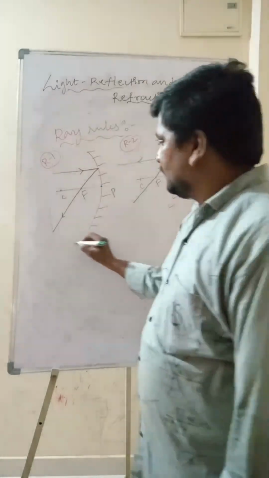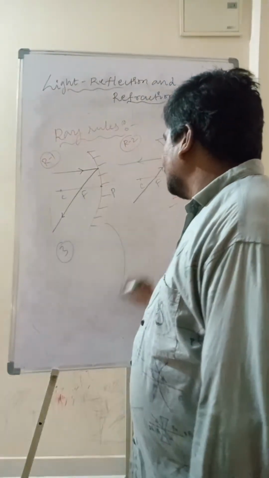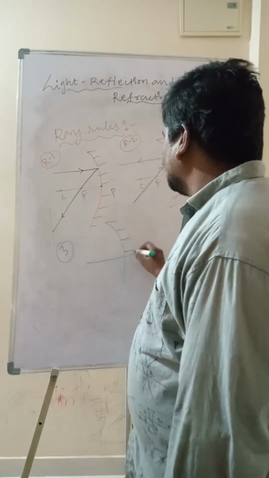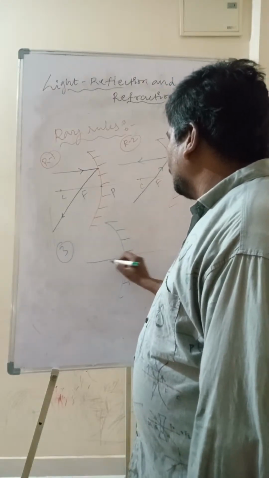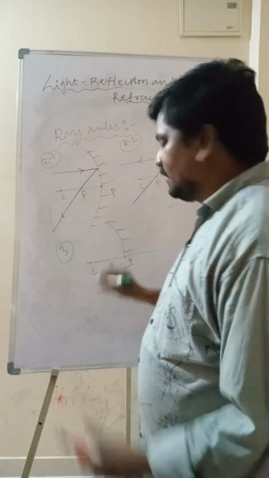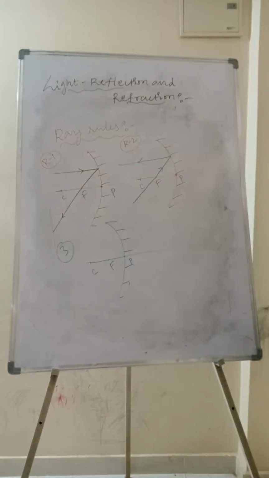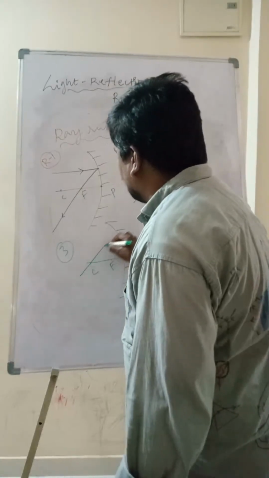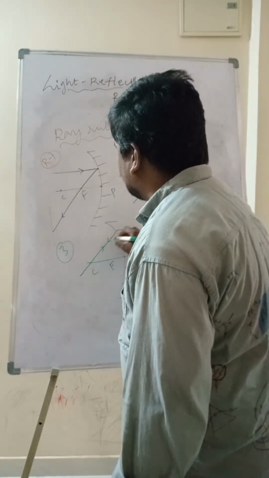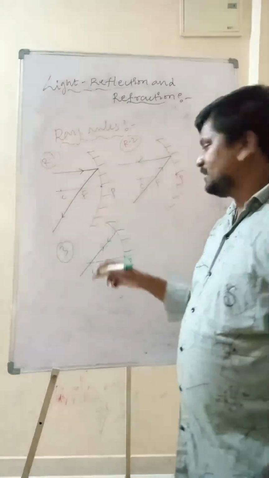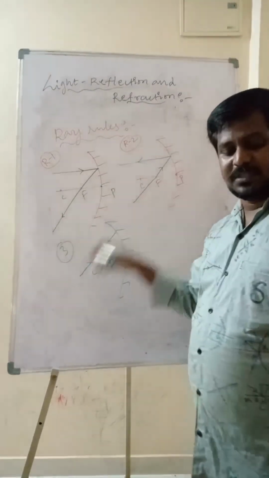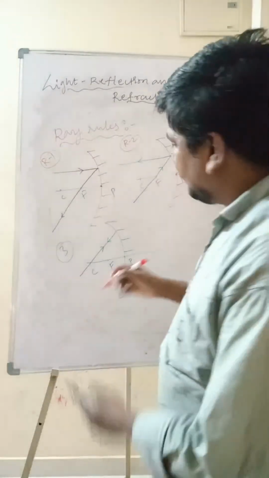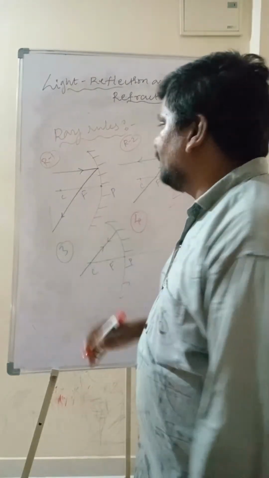And the third one I am considering. Pole, focus, center of curvature, and a light ray is passing through the center of curvature. After reflection, it retraces its original path. If it is passing through the center of curvature, it moves in the same direction.